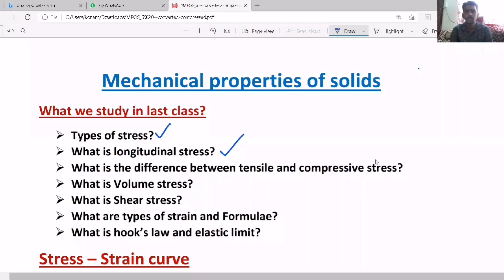Now, what is the difference between tensile and compressive stress? Of course, we have studied this also. Tensile causes increase in length, compressive causes decrease in length. And what is volume stress? Volume stress is nothing but, in our syllabus, pressure. That is the force per area which acts on a body such that it acts equally from all the directions.